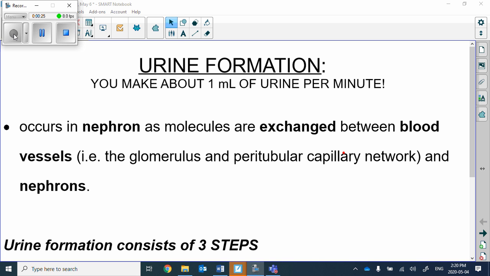I also would encourage you to go over the notes, not just once while you're filling in the blanks, but maybe read over them 1 or 2 times to get the gist of it, and maybe even rewatch that science sauce video from yesterday. Again, it might make more sense now that we're going to break it down into its steps as well. So urine formation.